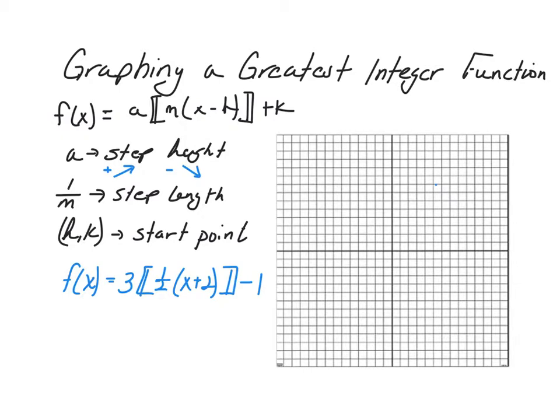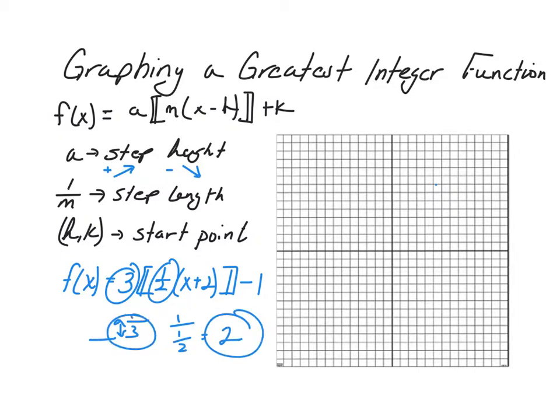So we're just going to talk about this problem really quick, and we're just going to go through it. So let's graph this function I have down here below. So 3, that is my step height. So that means between my steps, I'm going to have a height of 3. That's all that means. 1/2 is the m. So 1 divided by 1/2 equals 2. So my step length is 2, my step height is 3.